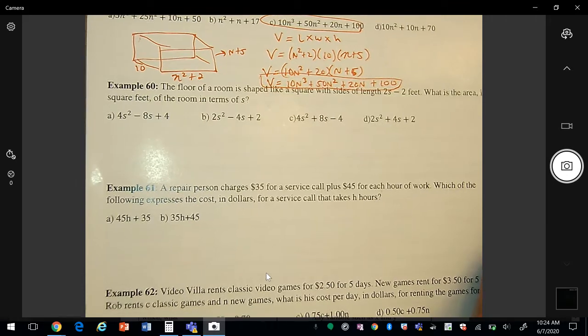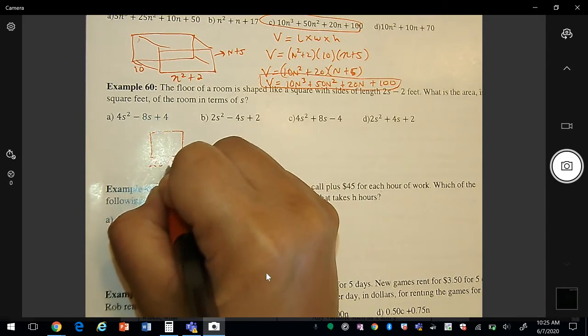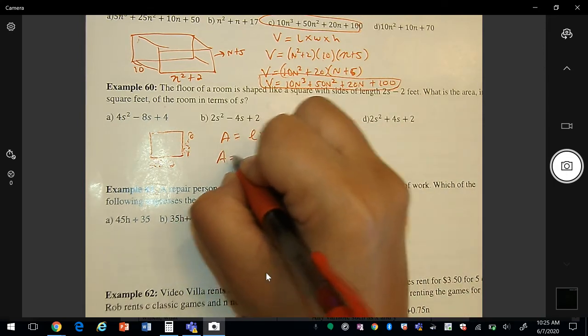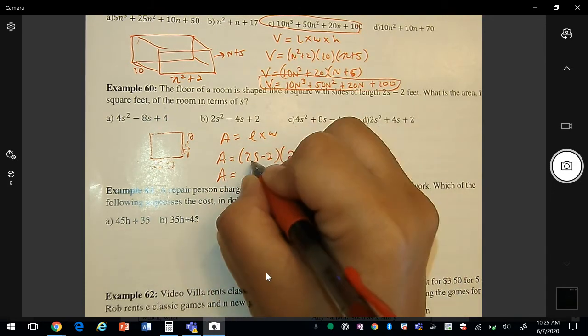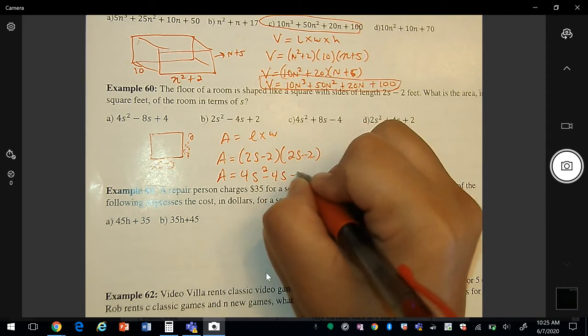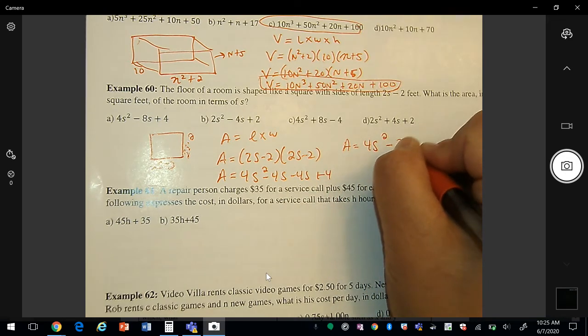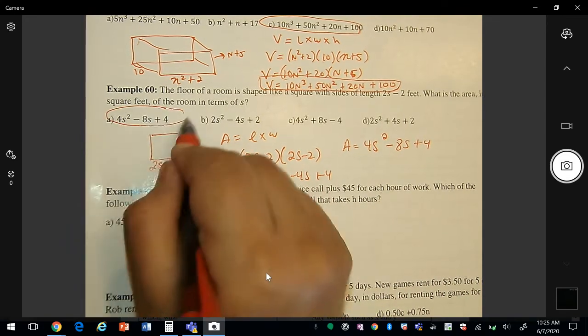The floor of a room is shaped like a square with sides 2s minus 2 feet. What is the area? So here we have a square, and the length is 2s minus 2. Since it's a square, that means that this has the same length. Area can be found by multiplying length times width. So we have the length, which is 2s minus 2. So if we multiply this out, 2s times 2s is 4s squared. 2s times negative 2 is negative 4s, and negative 4s again, plus 4. So my area here is 4s squared minus 8s plus 4, which is letter A.